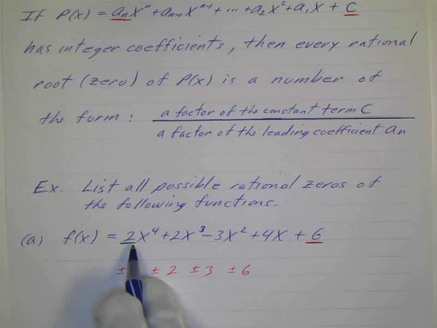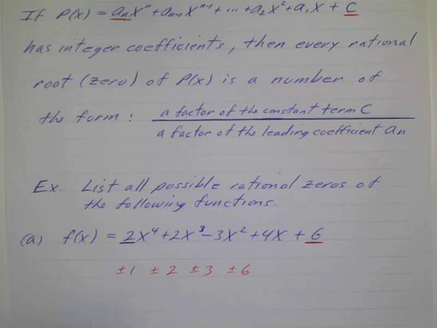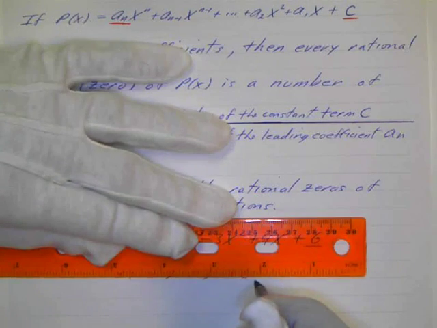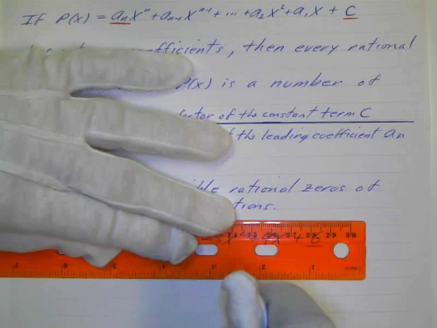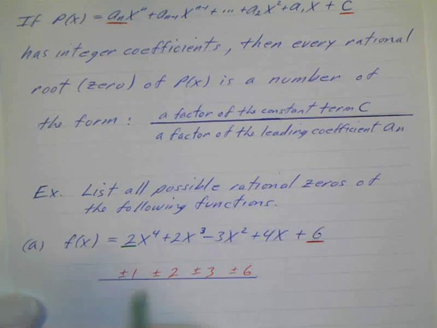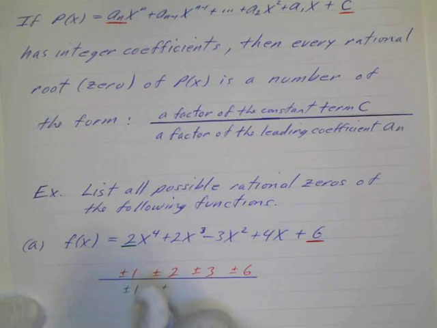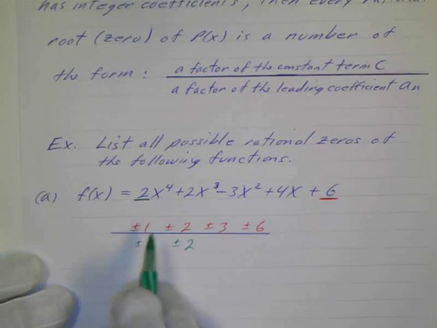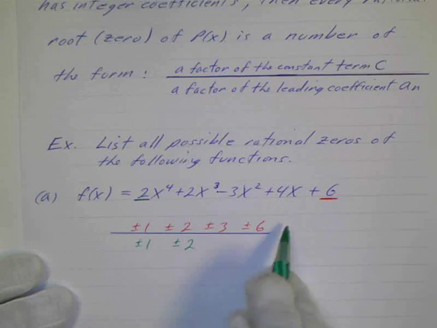Now, what are the possible factors of the leading coefficient? I'll write a fraction bar here, because it's going to be over that. What are the possible factors of 2? Plus or minus 1 and plus or minus 2. Those are the only two numbers that go into 2. So it's going to be of the form these factors over these factors.